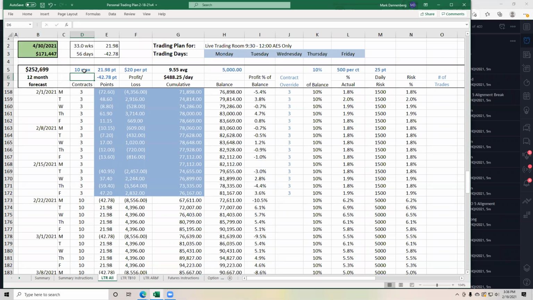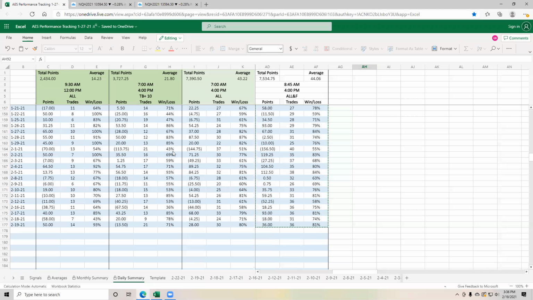Hey, 10 gets you to $253,000, just under. I'm going to leave mine at 3 because I still think $132,627 is a very reasonable income, having started with $5,000 for this account. So folks, that's the personal trading plan, and that's translating the performance data from our tracking tool into the personal trading plan.